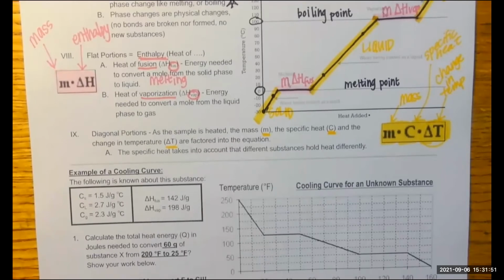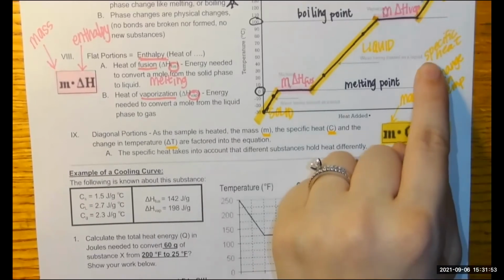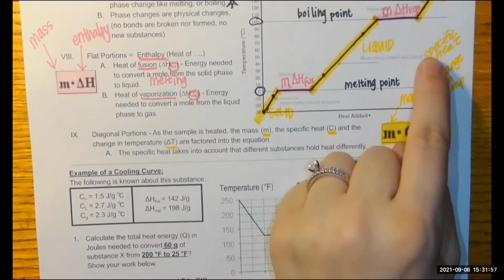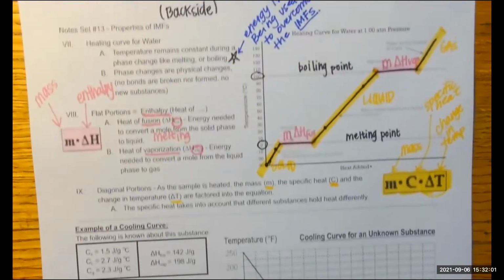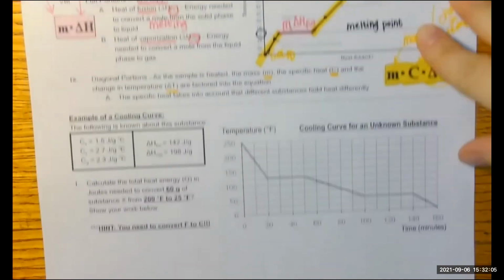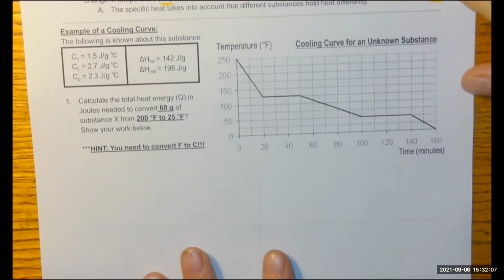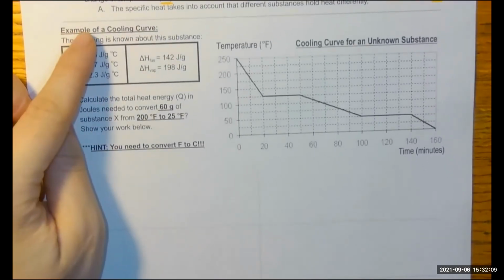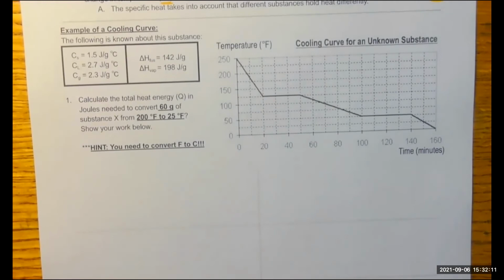The specific heat is just how well a substance retains its heat. So we have to keep that in mind. It seems complicated, but let's try it out. It's actually not so bad. So down here, example of a cooling curve. Ooh, cooling curves. Okay, cool.